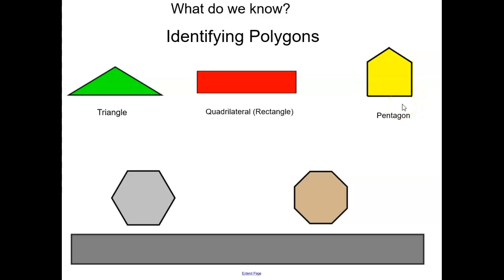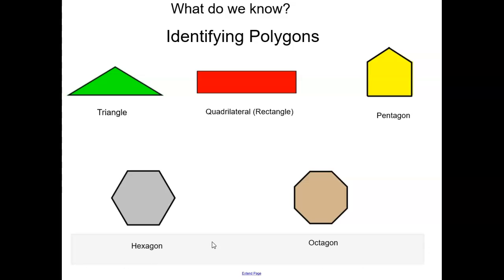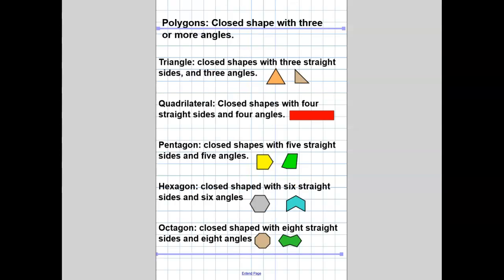Wonderful. Were any 3rd graders also able to remember the names of these 2 shapes? You're exactly right. The first one is a hexagon because it has 6 sides and 6 angles. And our final shape is an octagon because it has 8 sides and 8 angles. See if you can lock the names of all of these polygons in your head as we move forward.